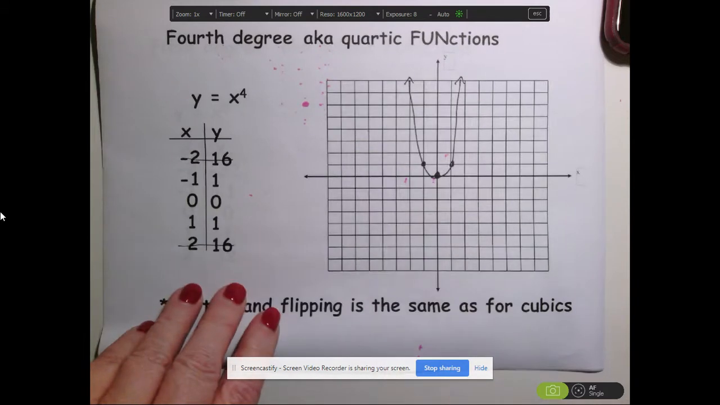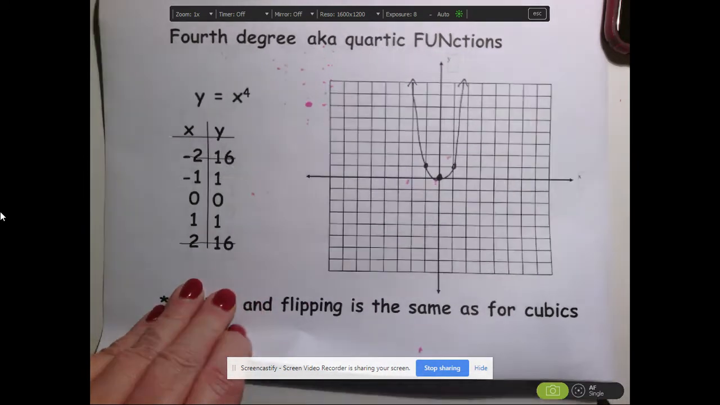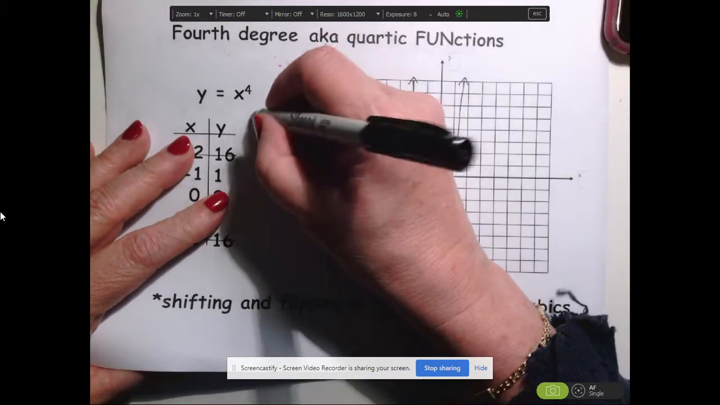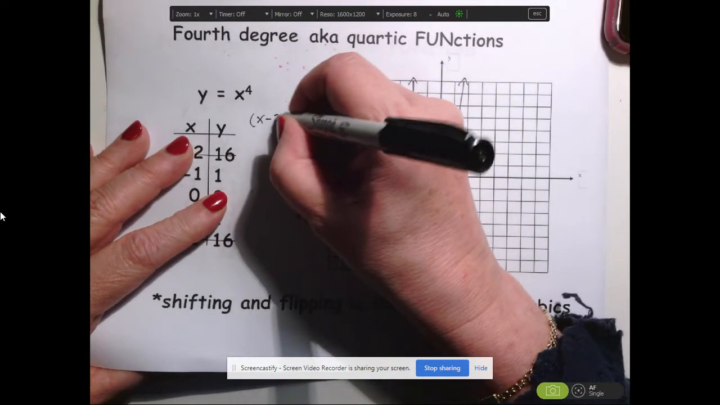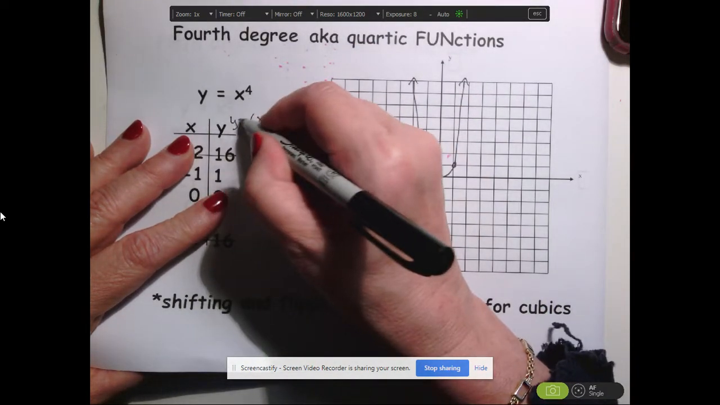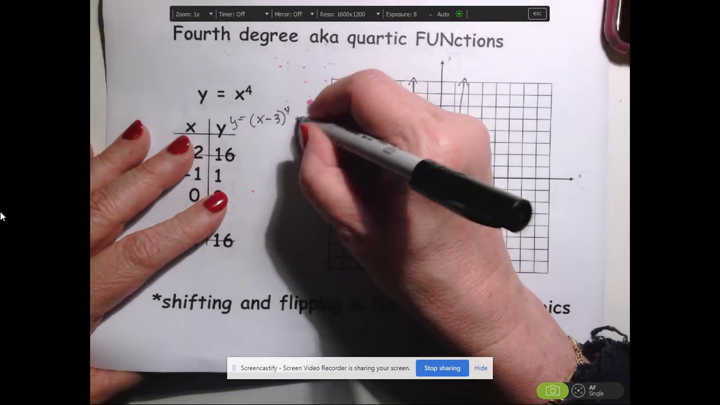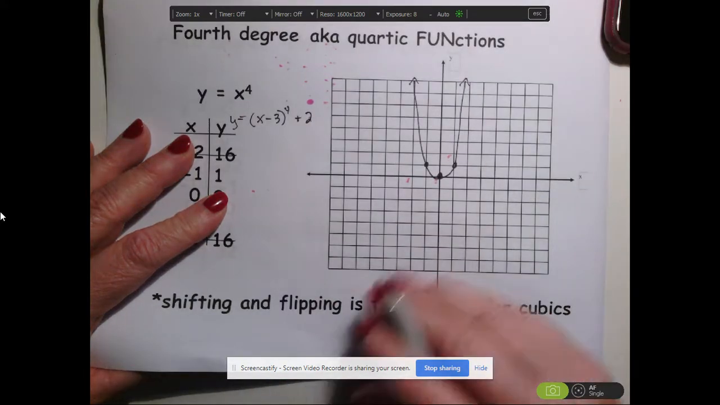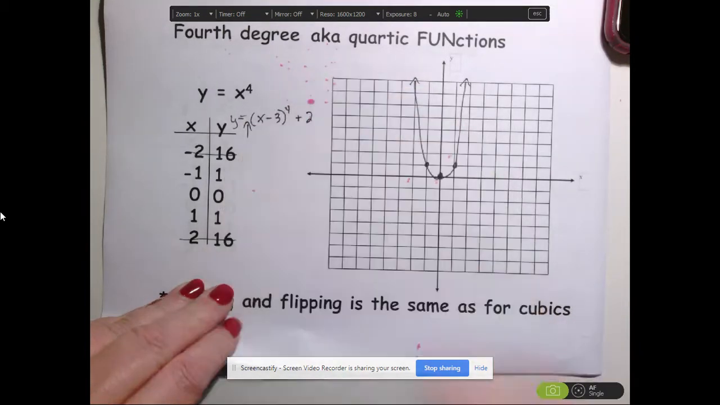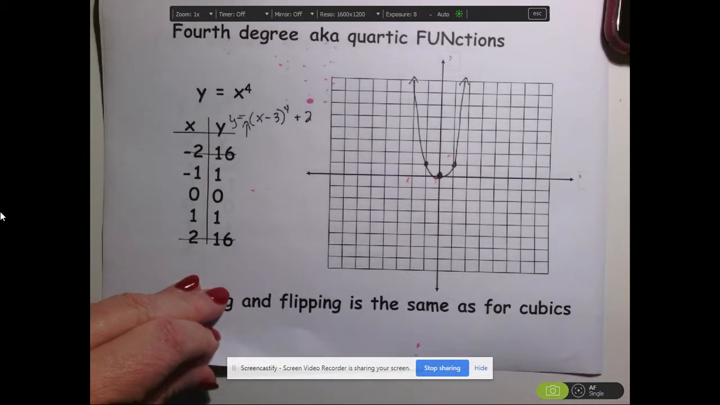Shifting and flipping is the same as with the cubic function. So if you have x minus 3 to the fourth, that would be a horizontal shift to the right. And if you said +2, then that would be a vertical shift up. If you had some number in here, some a value, then that would just be your y multiplier.